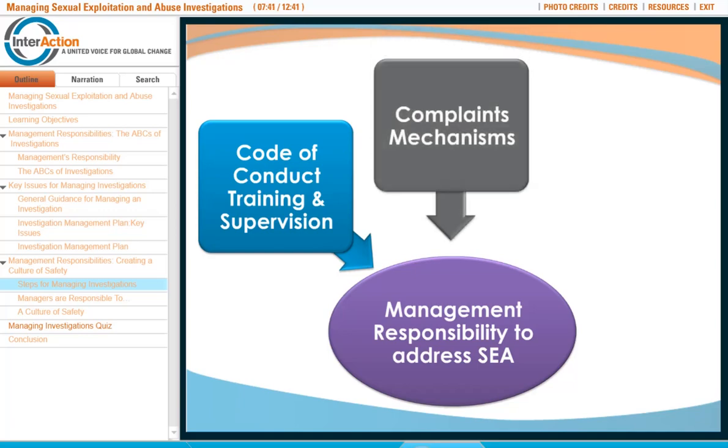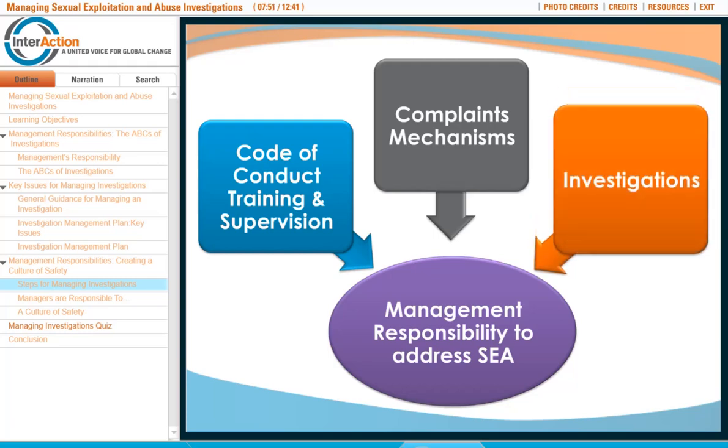Community-based complaints mechanisms must be put into place to enable safe and confidential reporting of complaints, including suspicions. Once a complaint is received, there must be a clear process for investigations. The manager selects the investigation team and works closely with them, supervising and overseeing the entire process of investigation. Once the investigation is complete, the manager receives the report and is responsible for decision-making and action.